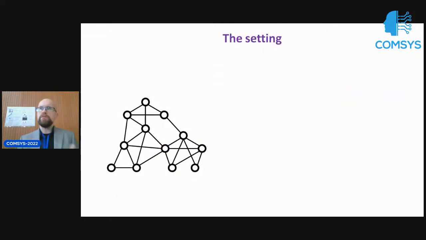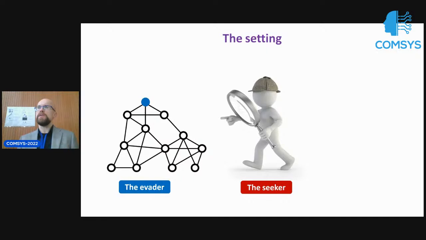A very general setting that we'll move within today is such that we have a social network, a network representing people, and we have a specific node, a specific person in this social network. We'll call this person the evader. And outside this network, we have a certain entity called the seeker, who will try to analyze this network to get some information, some private information about the evader.